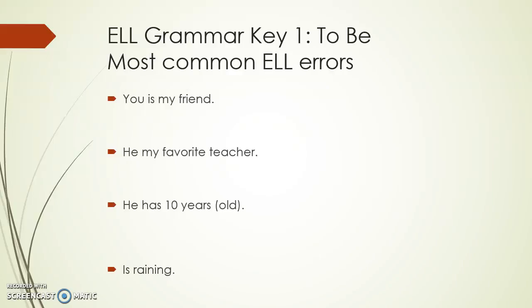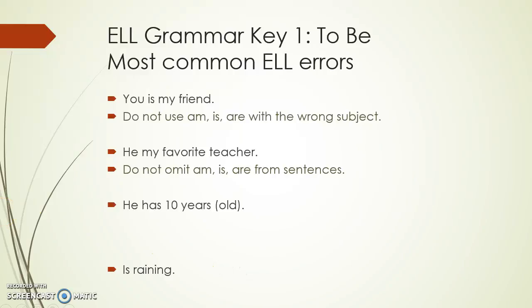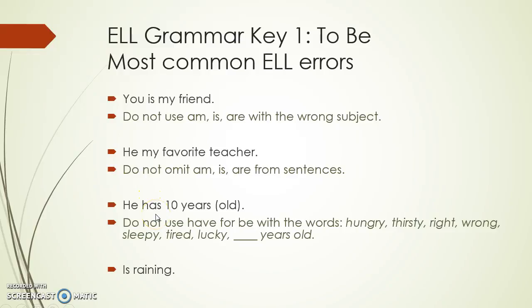What are some of the most common mistakes that English language learners make when learning to use the verb to be? Well, the first one is using the wrong form of the verb. Okay, so you is my friend. Another one can be omitting the verb to be. He my favorite teacher. The other one, which is very common for Spanish speakers, is to use have instead of be to describe states and ages. So he have hungry instead of he is hungry. And another very common mistake that we still make in intermediate levels is to omit the subject. So we say is raining instead of it's raining.